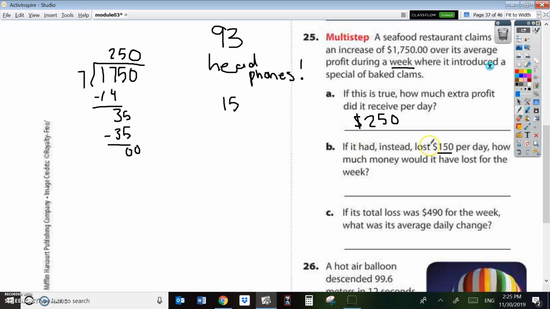Okay, so if it had instead lost $150 per day, how much money would it have lost for the week? So 150 times 7: 7 times 0 is 0, 7 times 5 is 35, 5, 3, 7 times 1 is 7, plus 3 is 10. So that would be 1,050 lost per week.